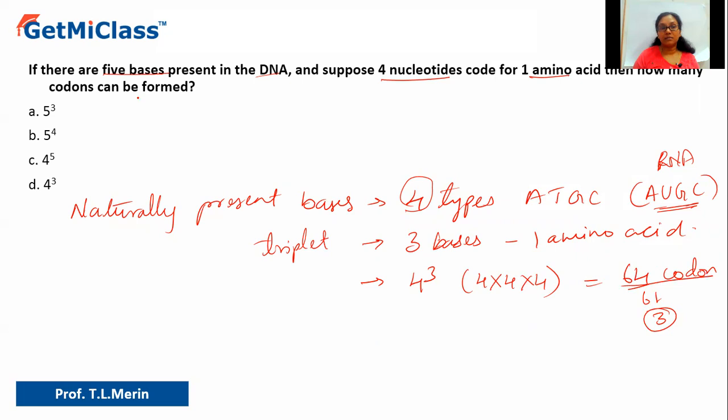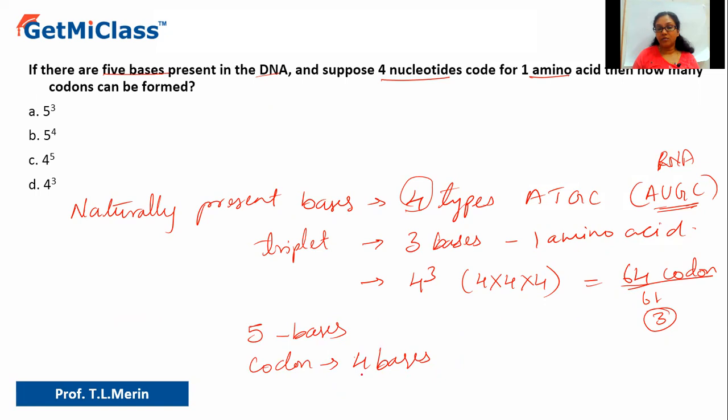Similarly, if we see here, they have mentioned how many bases. They said 5 nitrogen bases. And how many form the codon? The codons are like 4 nucleotides together. How many? 4 nucleotides, or you can say 4 bases. They form one codon.